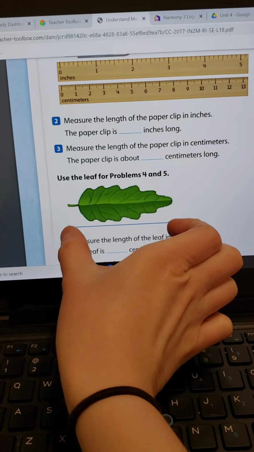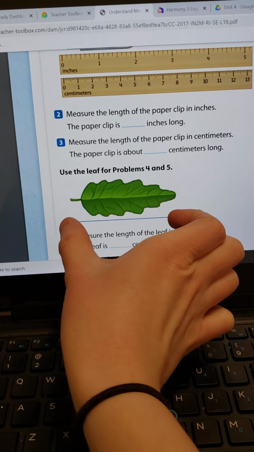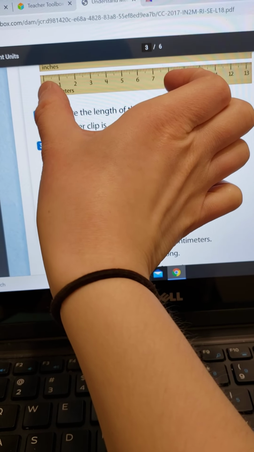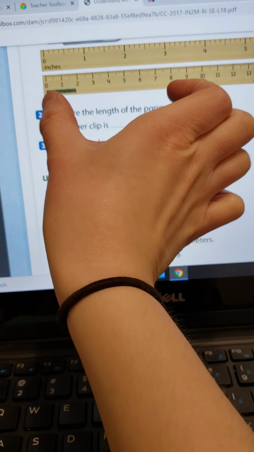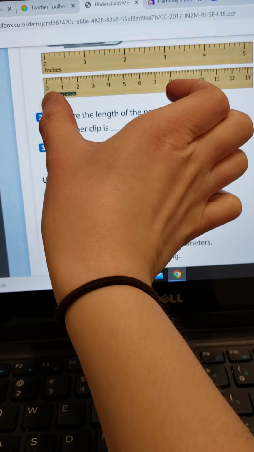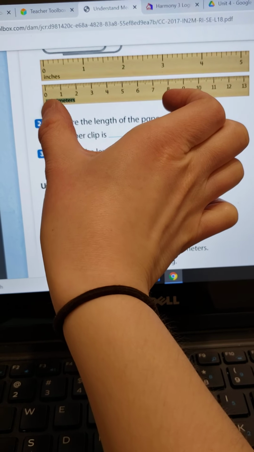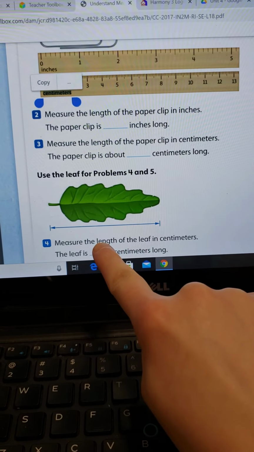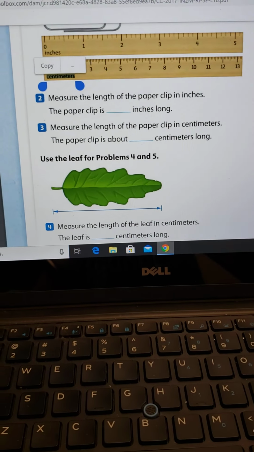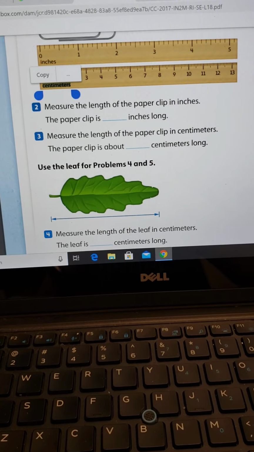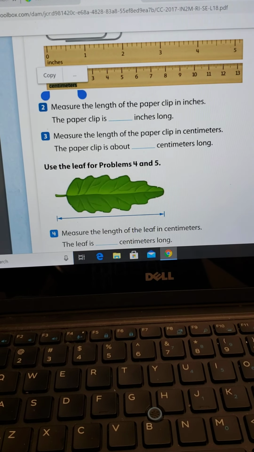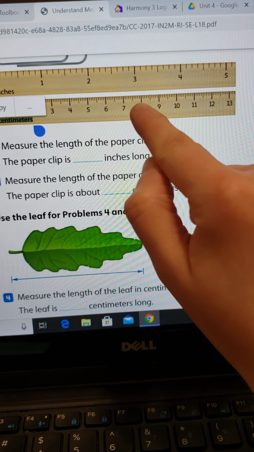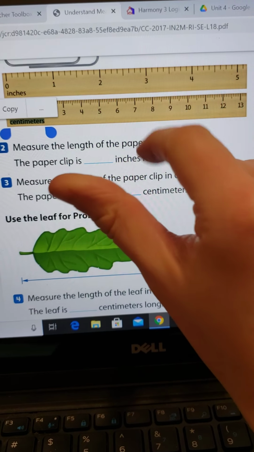So what I'm gonna do is I'm gonna hold my fingers right about there. And then I'm gonna go up here. Okay, what number does that line up with? Looks to me like it lines up with the 8. So this is gonna be 8 centimeters. 8 centimeters. And then, since I already know it's 8 centimeters, I don't really need to hold my hand up again.